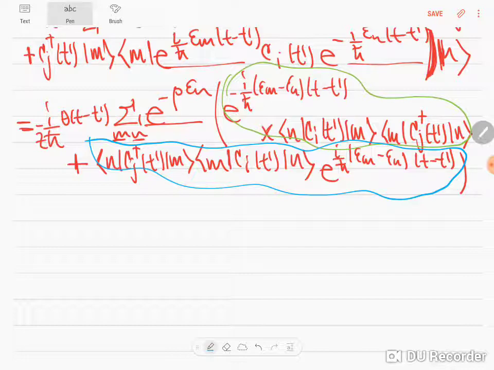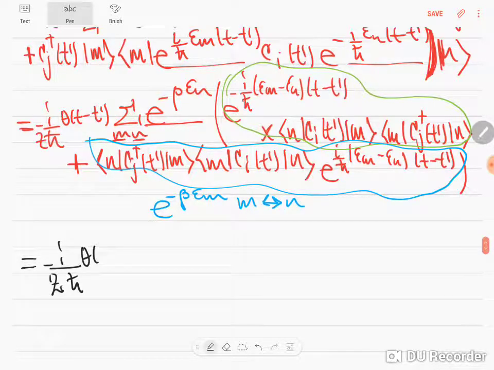So in the second term, the one in blue, I'm going to switch these dummy variables m and n, which means that I will pick up a term of the form e to the minus beta Em, because I will be changing m and n, and I will explain in a minute why I am doing that. So this is minus i over Z h bar theta (t minus t prime), summation over m and n. Since I changed m and n, now this exponential here and this exponential here have the same sign. That's what's going to happen.